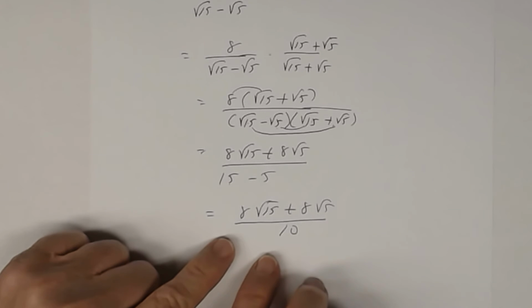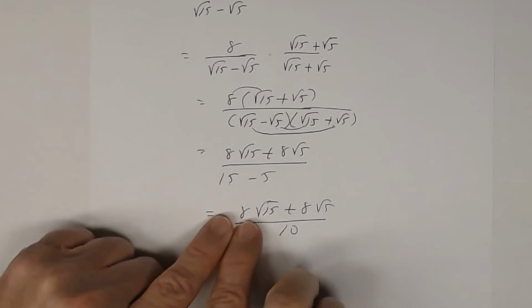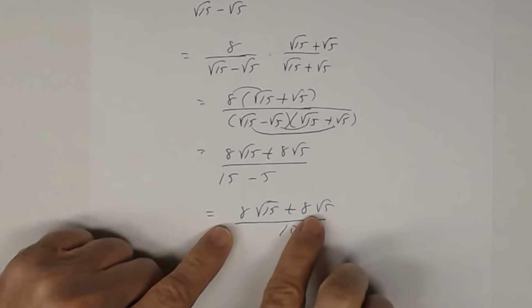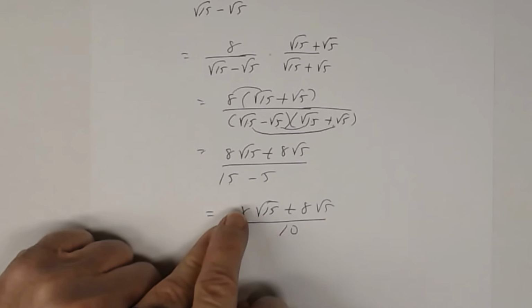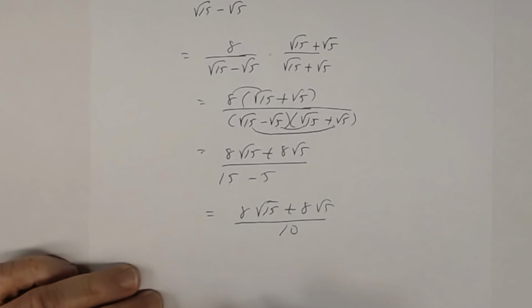Okay, now, if you leave your answer like this, I will give you full points. But I want you to notice though, technically, you can reduce this. See this 8? I can factor out an 8. See that 8 right here before I distribute it? That 8 reduces into this 10. So let's go ahead and do that.